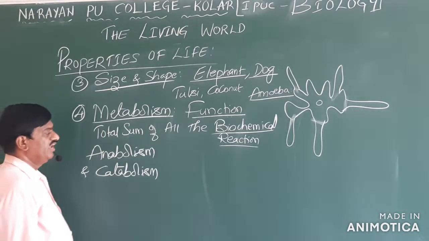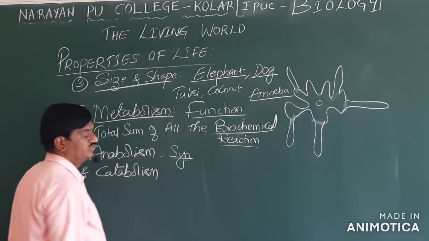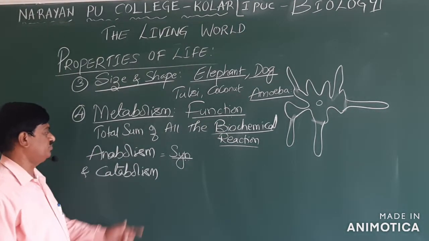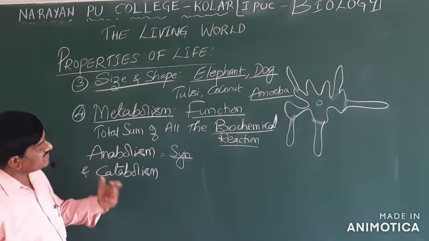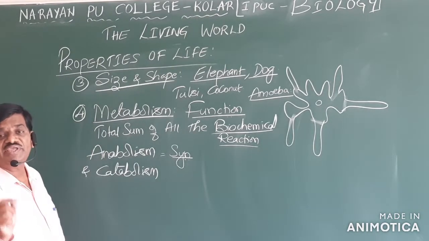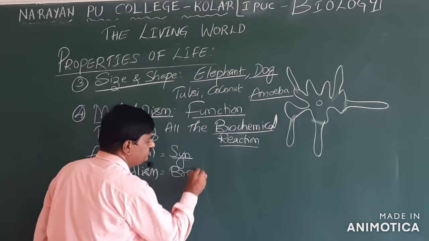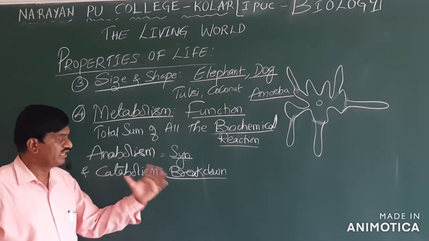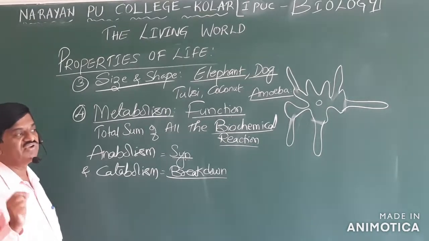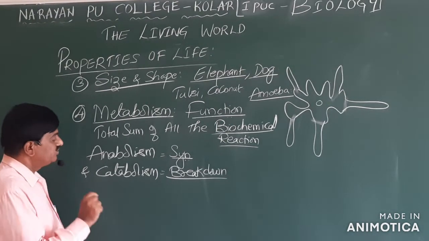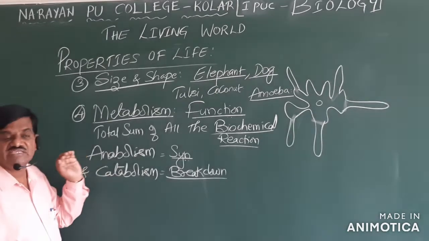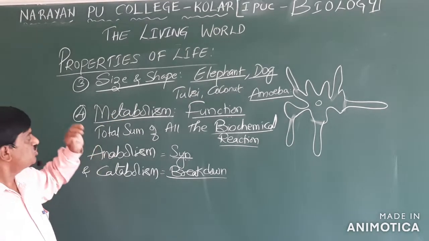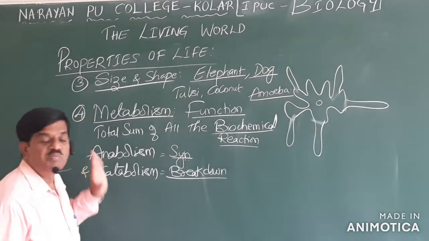The word anabolism is nothing but synthesis, preparation: synthesis of food, hormones, enzymes. The preparation process is called anabolism. A cell also has catabolism. The word catabolism is nothing but breakdown, tear down, destruction of organs or organisms. In an organism, there is destruction of enzymes, proteins, lipids. Destruction is called catabolism, synthesis is called anabolism. Anabolism and catabolism together are called metabolism. Like this, all the living organisms undergo metabolic activities.